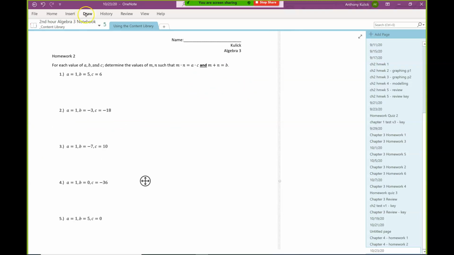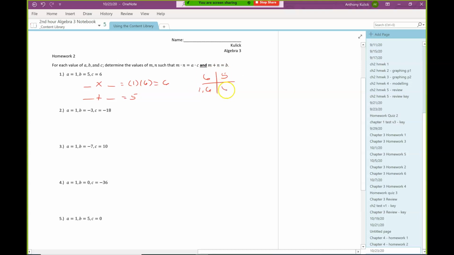Okay. So here we're just looking for the 2 values that multiply to give a times c and add to give b. So we have to multiply to get 6 and add to get 5. I start with the multiplication. 1 times 6 gives us 6, but doesn't add to give us 5. -1 and -6 multiply to give us 6, but don't add to give us 5. 2 times 3 multiply to give us 6, and they do add to give us 5. So that's what we need, 2 and 3. And that's all you need to do for those.